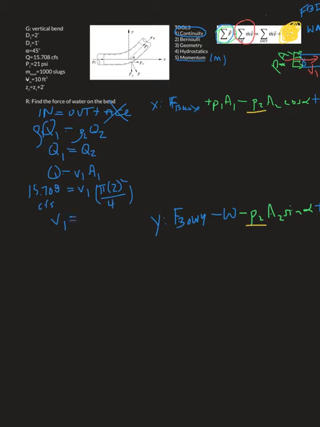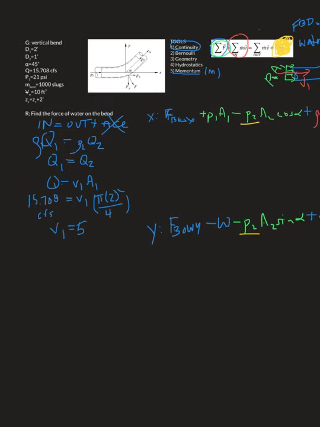So V1 equals, let's look at my notes here. If we keep 5 significant digits, we get this. Except we actually get feet per second. Don't make that mistake. Feet per second. So that's useful.